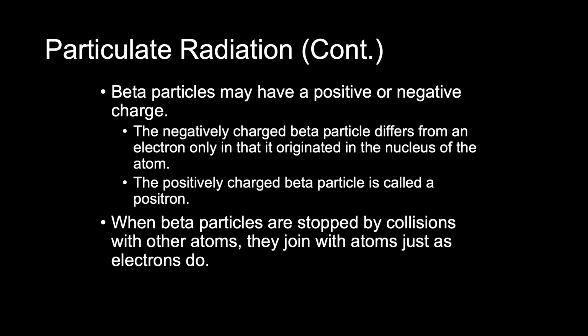Beta particles may have a positive or negative charge. The negatively charged beta particle differs from an electron only in that it originates in the nucleus of the atom, whereas electrons are in the orbital shell. The positively charged beta particle is called a positron, and when beta particles are stopped by collisions with other atoms, they join the atoms just as electrons do.